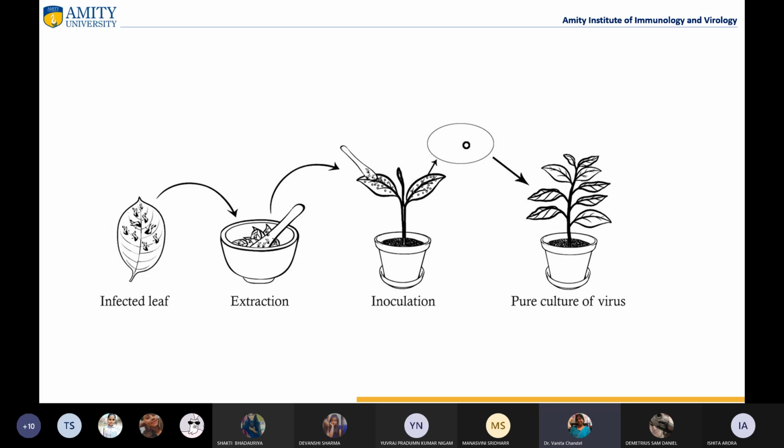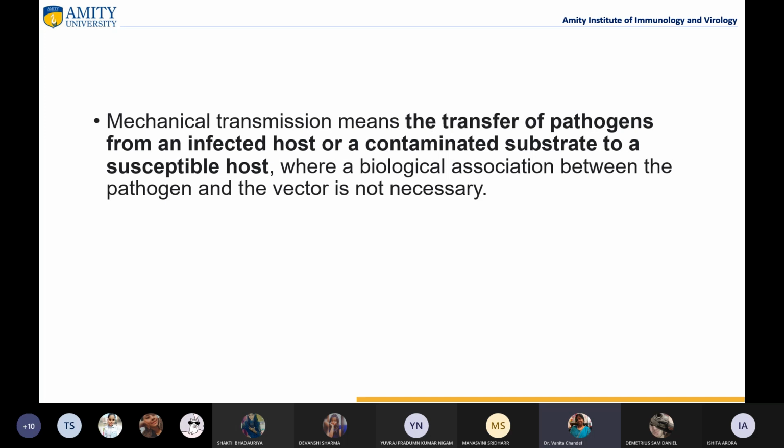Then we can say that, after confirmation by ELISA or PCR only, we'll say that this particular virus has been purified. So this is the common method of obtaining a pure culture of the virus in case of the plant viruses, right? As we have discussed the transmission methods already in the theory.